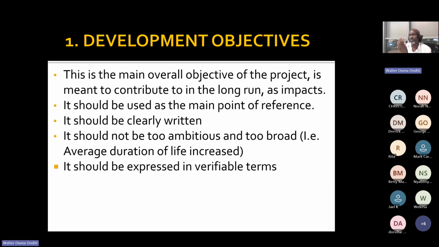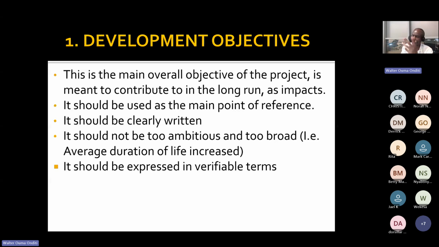So let's focus on these words because they are really going to be very critical as we move ahead. It should be clearly written and should not be too ambiguous and too broad. So in other words, we say it must really be SMART. The word SMART is going to come in, and we are going to talk about that. It should be expressed in verifiable terms. This is what we say, the means of verification.